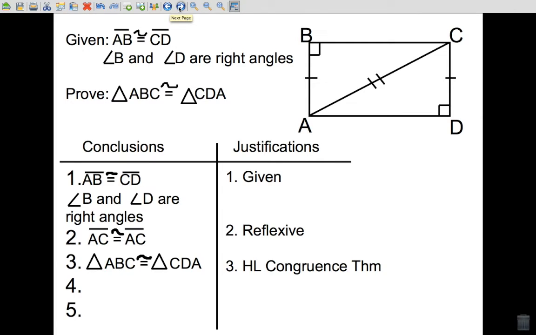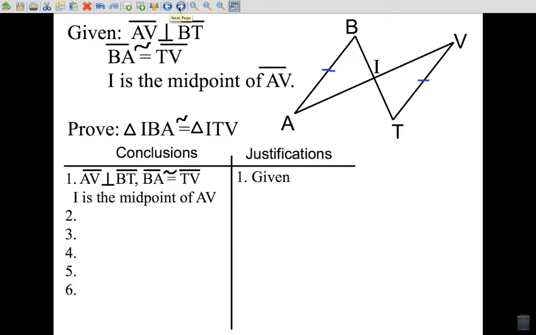Let's look at one more proof. In this drawing, we have a pair of perpendicular lines and one pair of sides that are congruent, and we know that I is the midpoint. So I've stated the given, I've marked the pair of sides congruent, and next I'll mark that we have perpendicular lines.